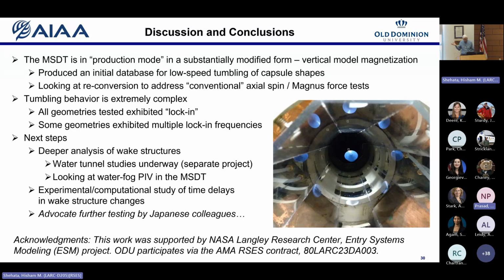And our Japanese colleagues have a number of these systems in play, so I'd like to see them working on similar problems. They're more of the academic mindset, so I think they will, and they have an army of students available. So, acknowledgements to Langley funding that has underwritten all this, and I'll take questions.